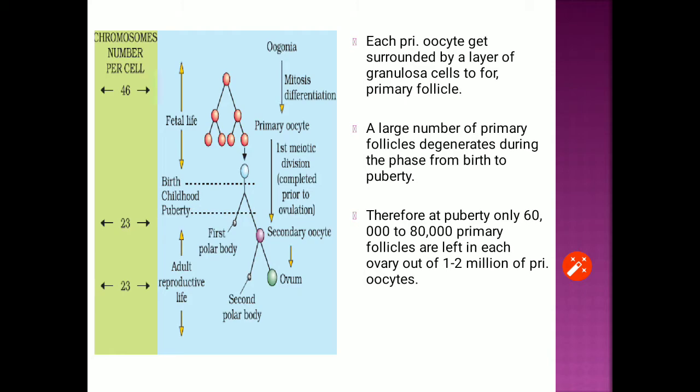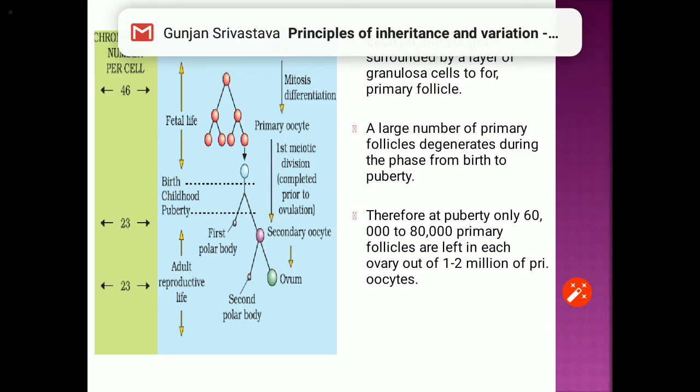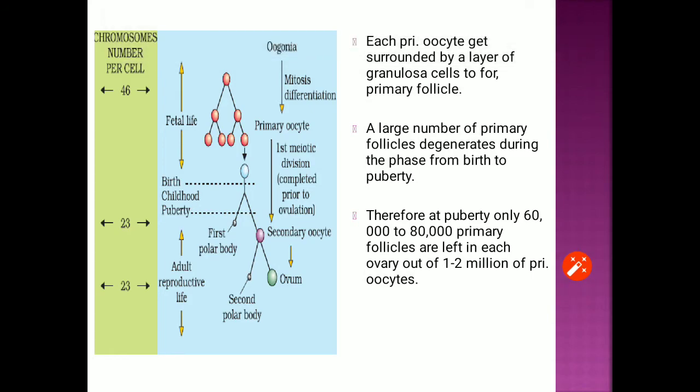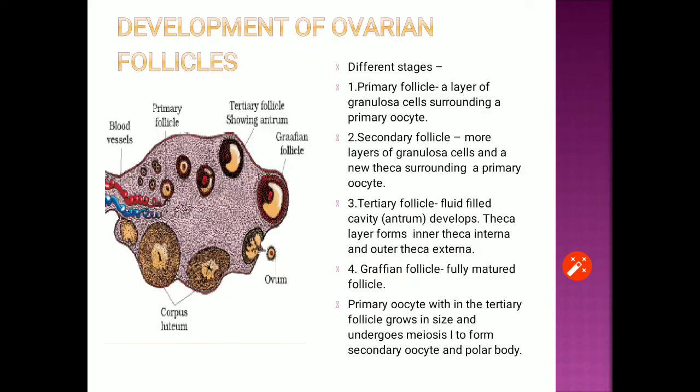Then the secondary oocyte, if it encounters a sperm, forms the ovum and the second polar body by the process of meiosis II. If fertilization fails to occur, or the sperm encounter fails, at that time the secondary oocyte moves out of the body with the menstrual flow, and we call it an unfertilized egg.